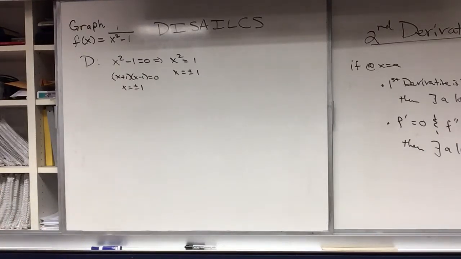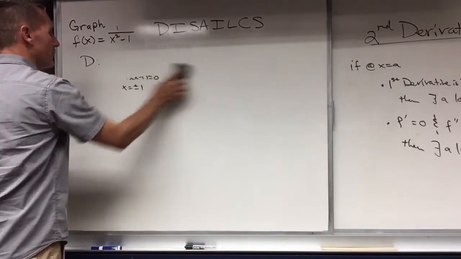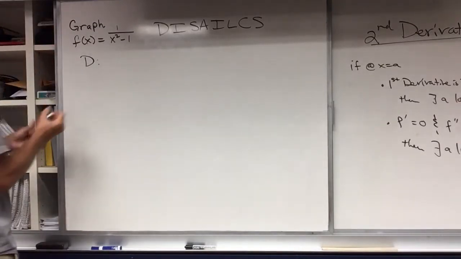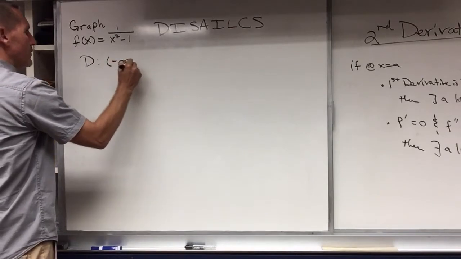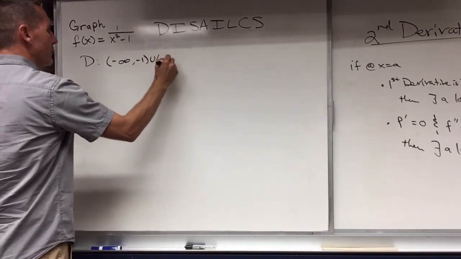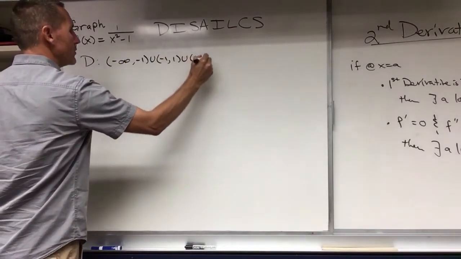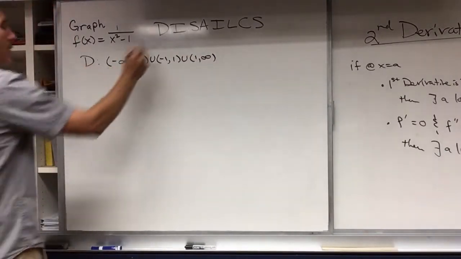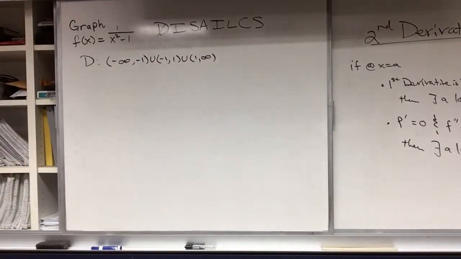There are no other values that are going to make this function non-existent because we don't have any even roots or any logs or anything like that. So let's go ahead and write our domain as from negative infinity to negative 1, union negative 1 to 1, union 1 to infinity. Okay, so that's our domain. So that one is taken care of.